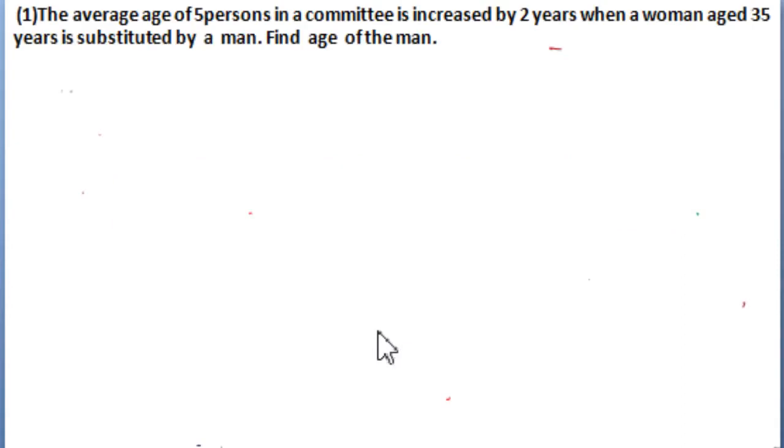So this is our first question. The average age of 5 persons in a committee is increased by 2 years when a woman aged 35 years is substituted by a man. Find the age of the man.